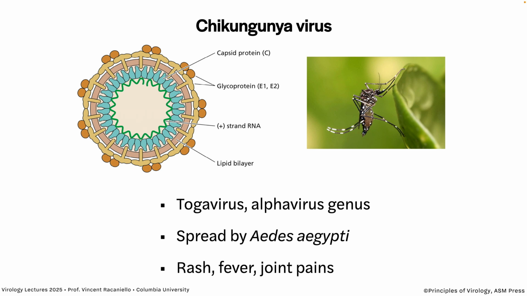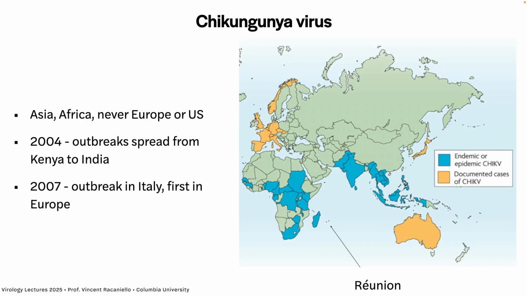Chikungunya virus, an enveloped alphavirus transmitted by Aedes aegypti mosquitoes. You get infected. Anybody ever have, never mind, don't answer. You know it because it's like dengue. You get joint pains, you get a rash, you get fever. It's just nasty. So originally, it was in Asia and Africa, right?